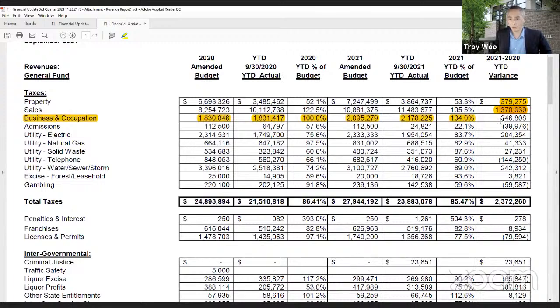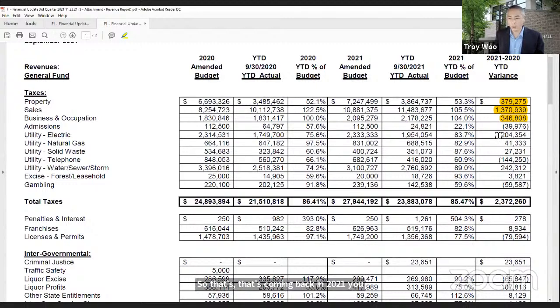B&O taxes are up as well. B&O tax for the most part follows the same trend lines as sales tax, but one difference in B&O tax from this year compared to last year is the service industry. That was professional services, personal services, repairs, and those sorts of things that happen at people's homes really stopped in 2020 because of COVID. So that's coming back in 2021.